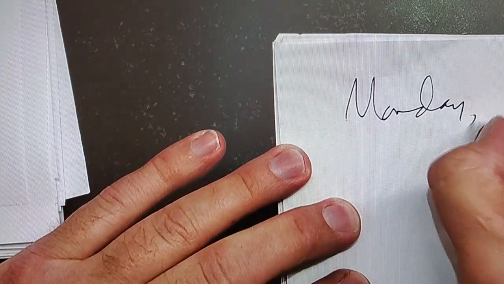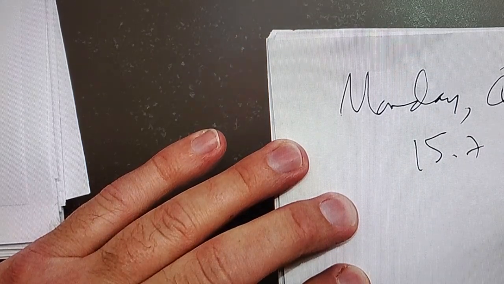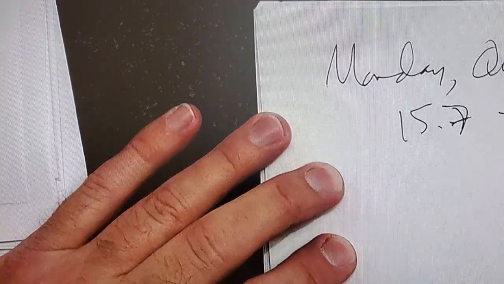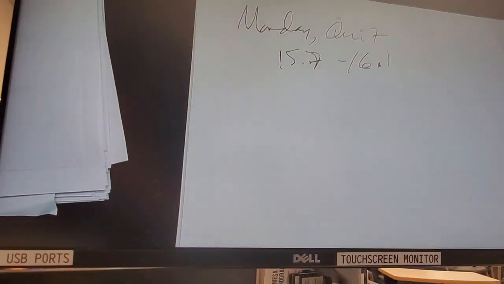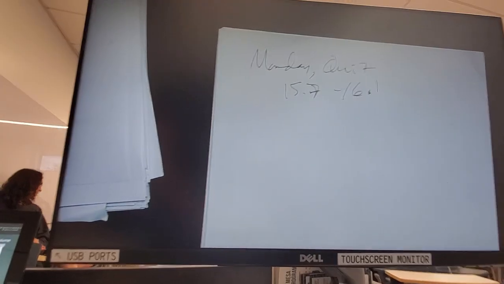Monday quiz, 15.7 through 16.1. 16.1 was the vector field stuff? Yes. Do you know if we have Memorial Day off? We do. Did I not put it down there on the homework sheet?